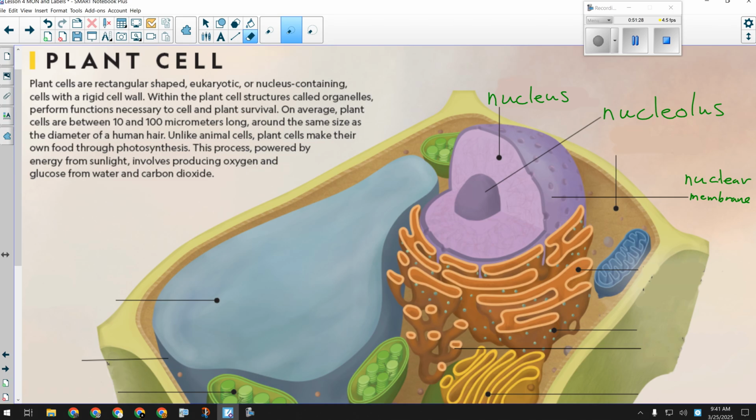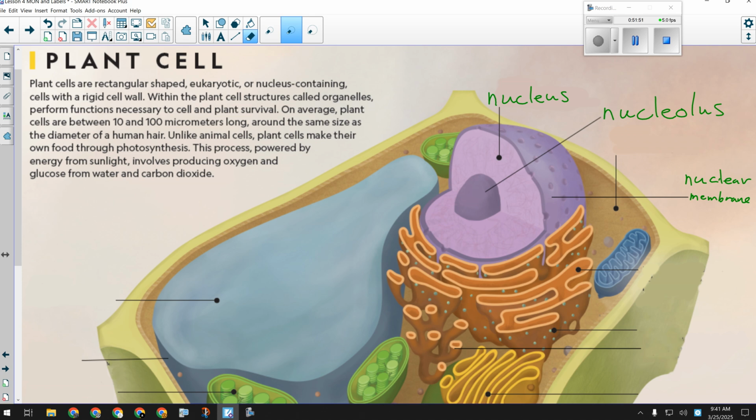Okay? The nuclear membrane is different than other membranes. It's much different than the cell membrane in that it's basically impermeable. Impermeable means nothing can pass through it, because obviously there's important stuff inside of it. We don't want just anything to be able to get in and out of the nucleus.